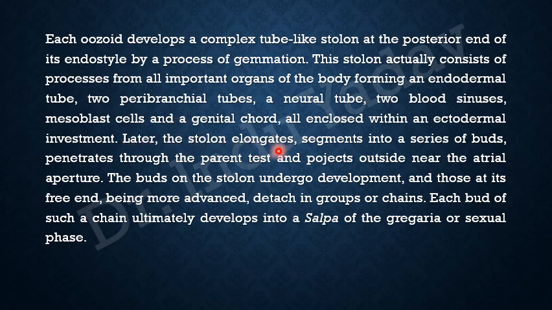Later, the stolon elongates, segments into a series of buds, penetrates through the parent test, and projects outside near the atrial aperture. The buds on the stolon undergo development, and those at its free end, being more advanced, detach in groups or chains. Each bud of such a chain ultimately develops into a salpa of the gregaria or sexual phase.